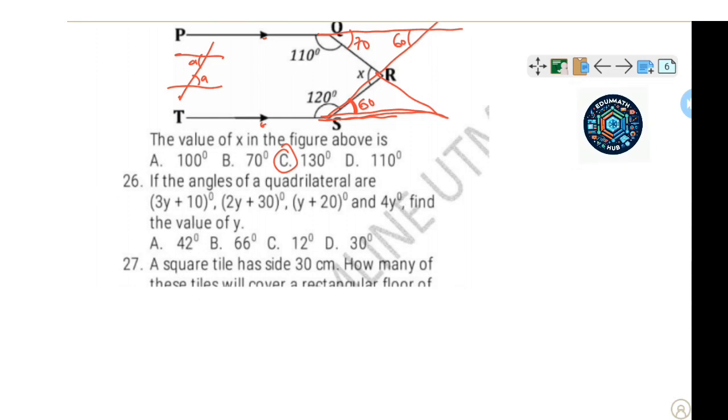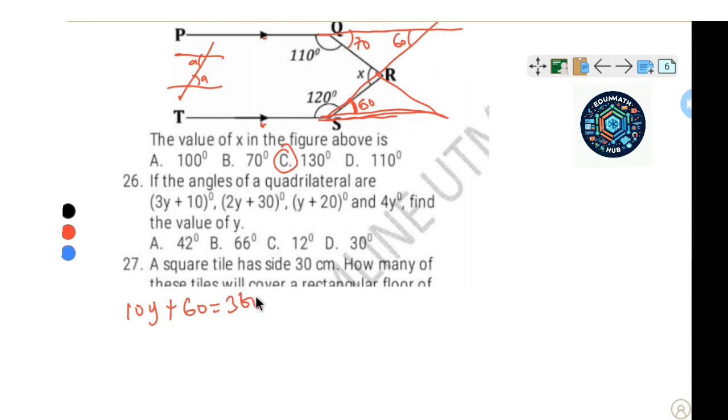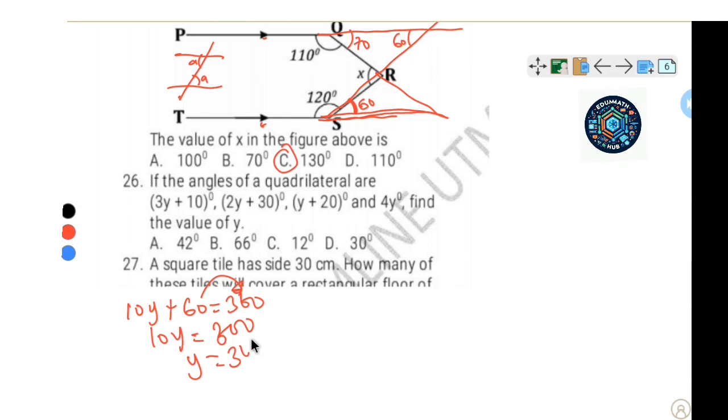To add it really quick, you just add all the values of y. So 3y plus 2y, that's 5y. 5y plus y, that's 6y. 6y plus 4y, that'll give you 10y. Then you add the numbers now. 10 plus 30, that's 40. 40 plus 20, that's 60. So the total must give you 360. Then 10y, bring this one here, you get 360 minus 60, that will give you 300. Then divide both sides by 10. So y is 300 divided by 10. So the value of y is 30. So you just go there and shade 30.